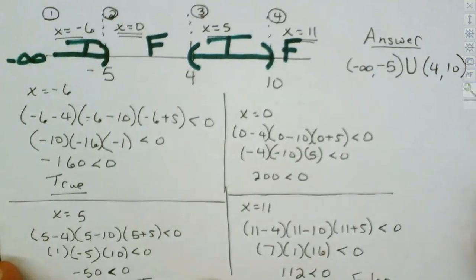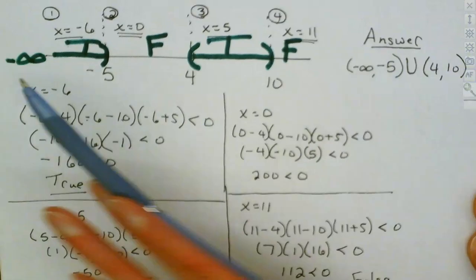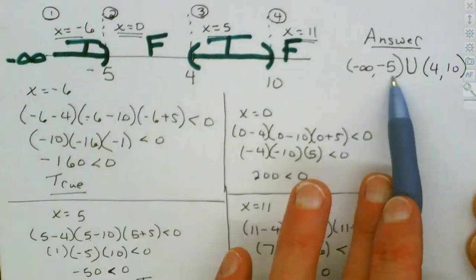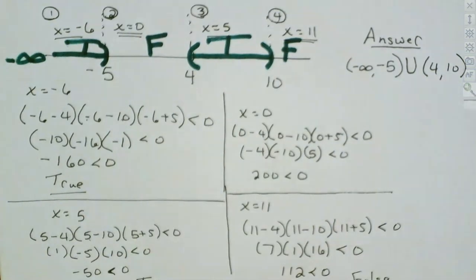And we want to write this in, again, interval notation. So start with negative infinity. They go in the same order. -5, use a U for union, 4 to 10. Okay. So that is what we've got, and that would be your answer there.